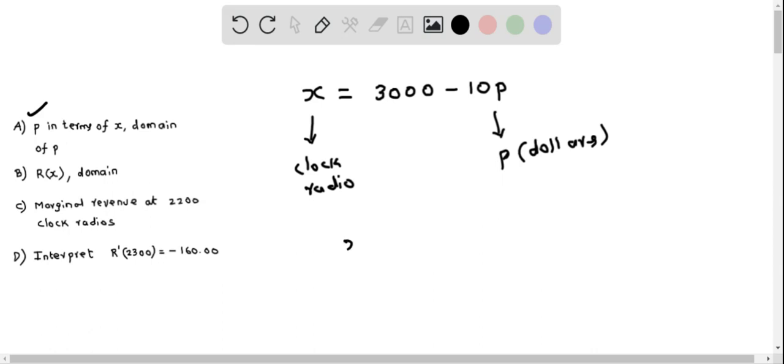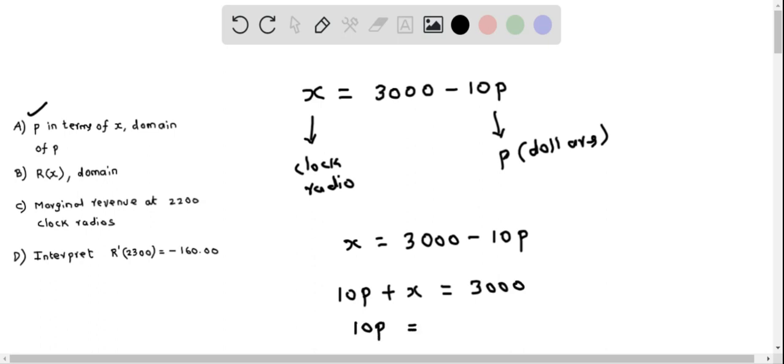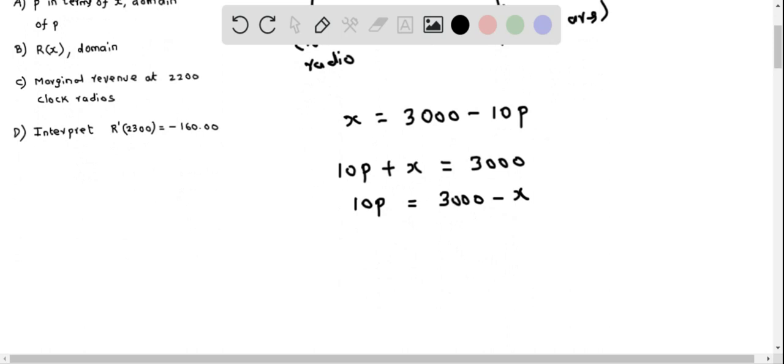So using this equation, I'm going to rewrite in terms of p. I'm copying x equals 3000 minus 10p. Now I add 10p to both sides, so this becomes 10p plus x equals 3000, and I subtract x from both sides. So I get 10p equals 3000 minus x. Now I divide both sides by 10 so that I get p on the left side. So p equals (3000 minus x) over 10.